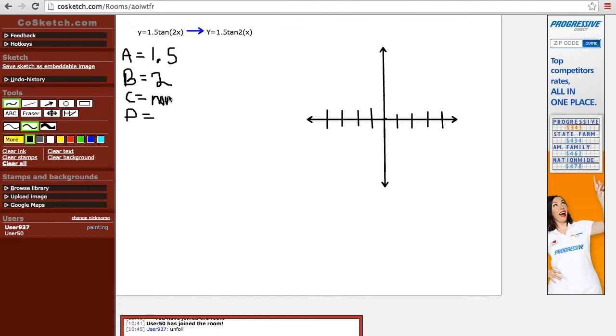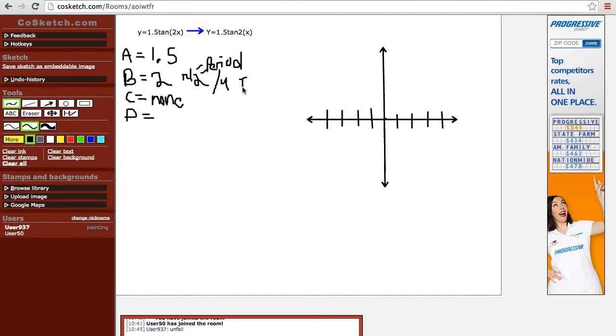C and D would be none because there's no shift in the x-axis, which could be told if there was a number plus or minus from the x in the parentheses. But to find the period, we have to unfold the 2 from the 2x. So it would be y equals 1.5 tangent 2 parentheses x.